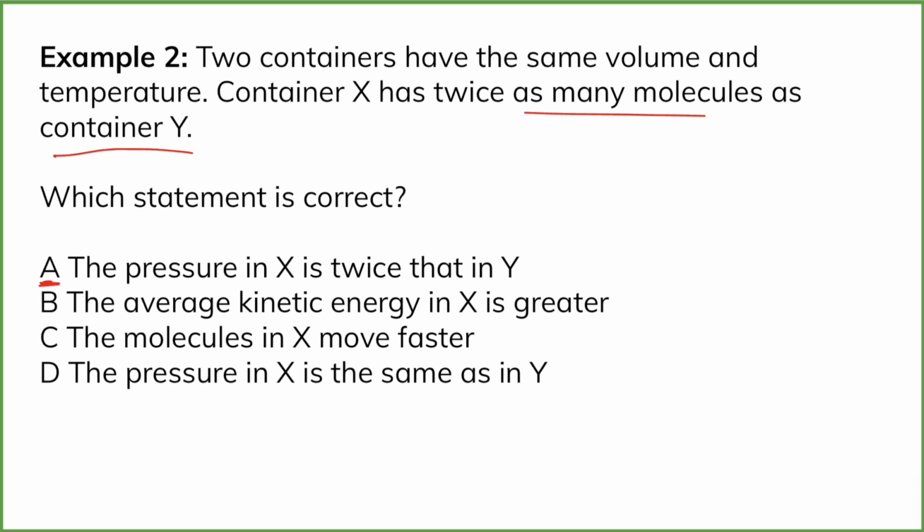The average kinetic energy of X is greater. That can't be true because the temperature is the same, so that means the average kinetic energy is the same. The molecules move faster. That's similar to B. That's not right. The pressure in X is the same as Y. Well, you can't have the same volume and temperature and then twice as many molecules. You're going to have double the pressure. So this one's not correct. So, yep, A is the correct answer here.